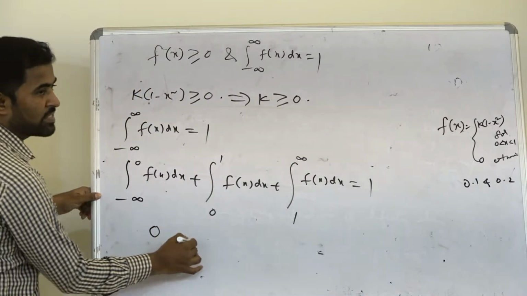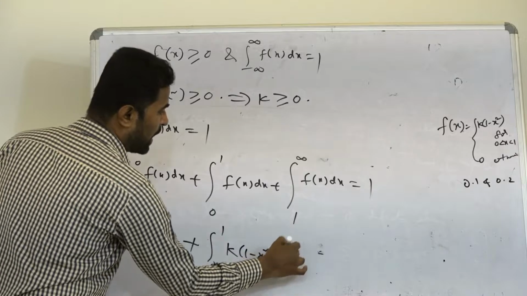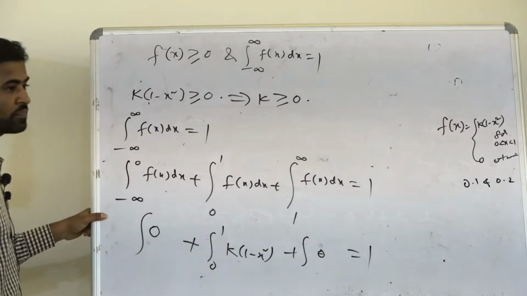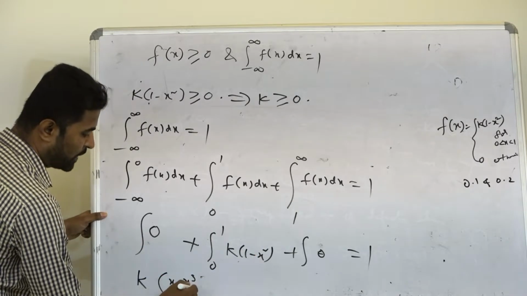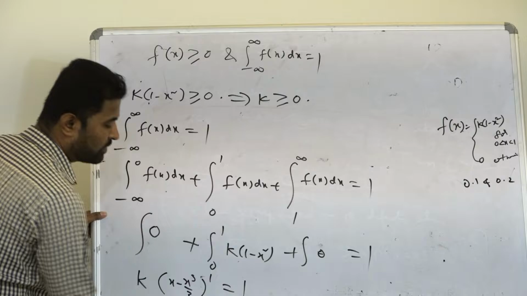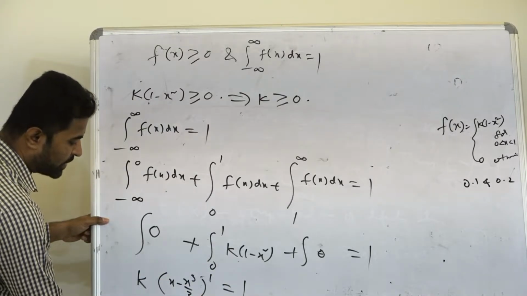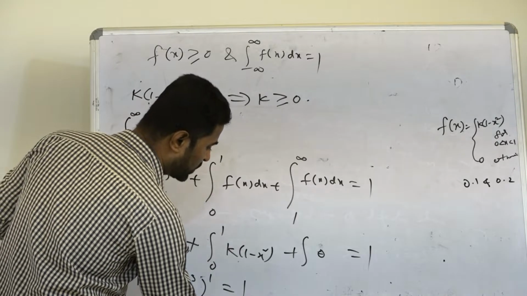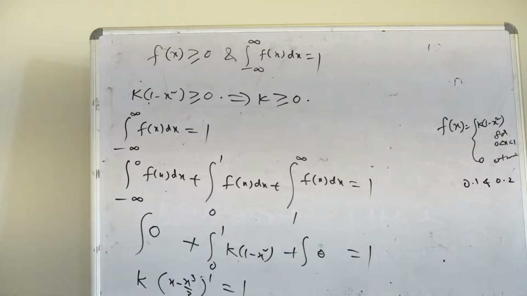Here we have 0, here we have k into (1 minus x square), and here we have 0, equal to 1. So k into the integration of this, x minus x cube by 3, with limits 0 to 1, equal to 1. If we apply the limits, 1 minus 1 by 3 gives 2 by 3. So k is equal to 3 by 2. Like that we have to find k.